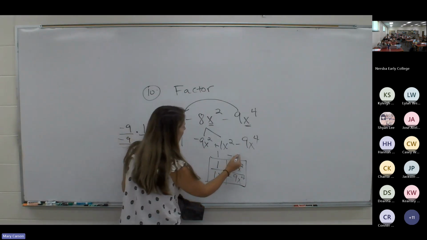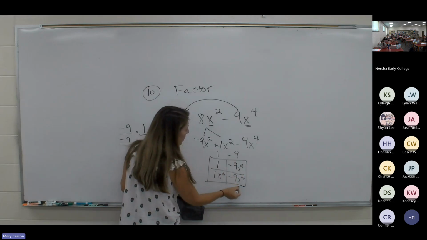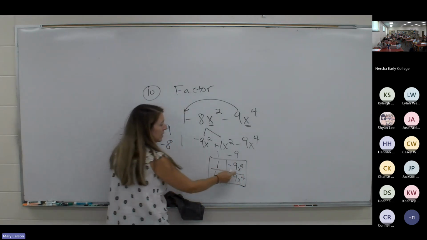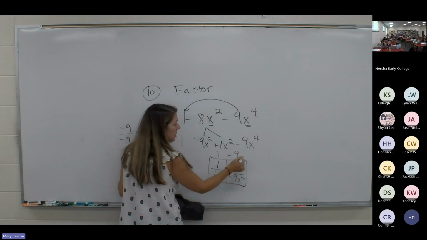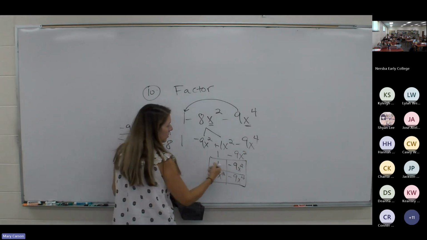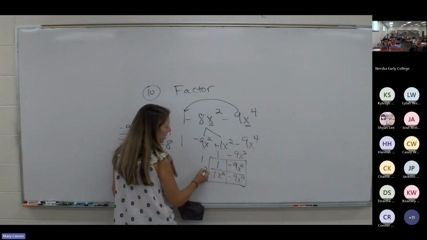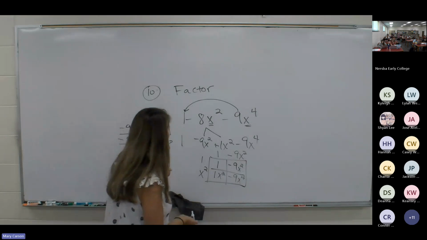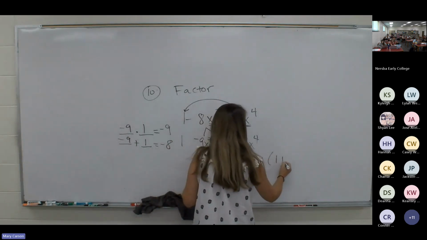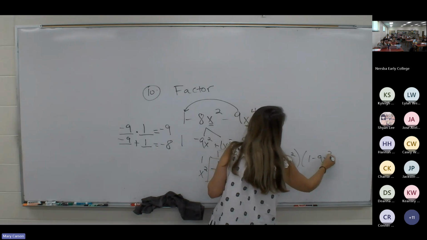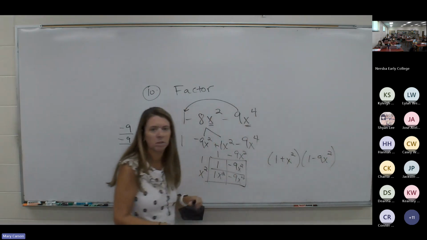They both have a 9. And what else do they both have in common? Notice there's an x squared here, and this is x to the fourth, so that means x squared. They both have 2 x's. All right, these don't have anything in common, so I'm gonna put a 1, and these have an x squared. Okay. So I have 1 plus x squared and 1 minus 9x squared as my answer.